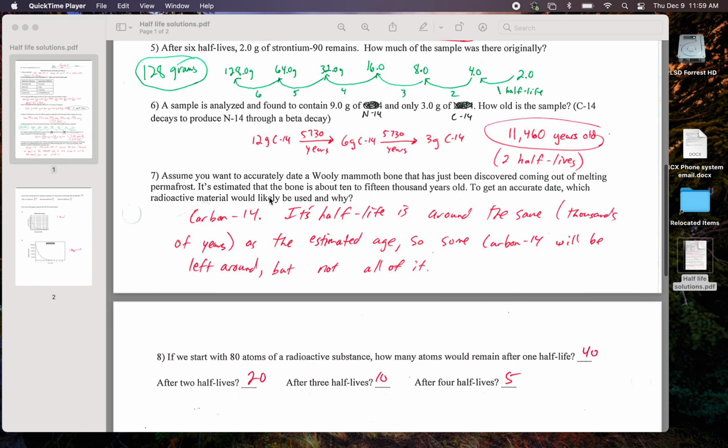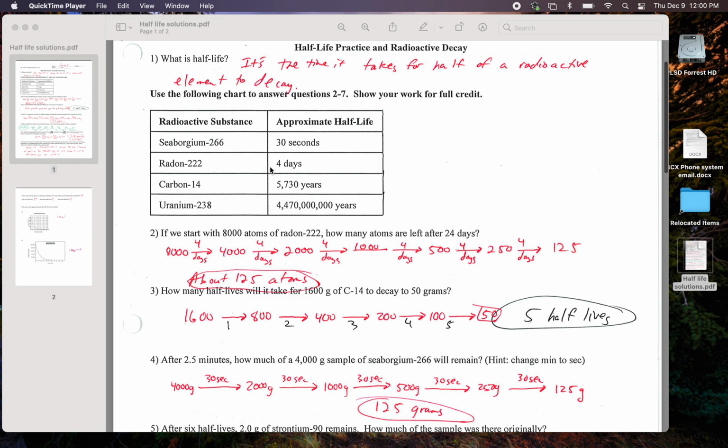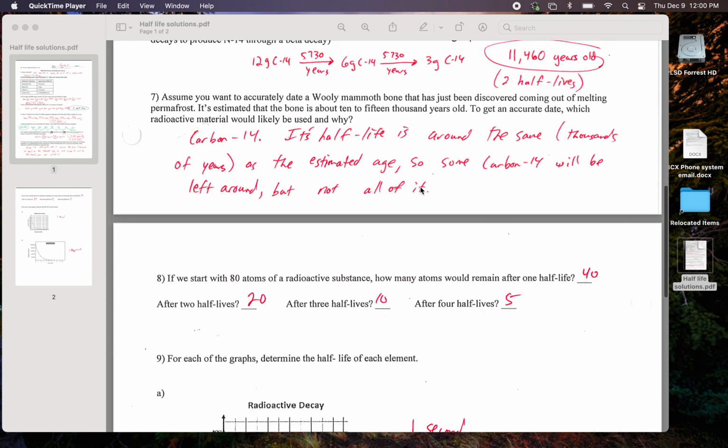This one is a good thinking question. Basically, if you want to use radioactivity to date something, you should have a half-life in the same general area of what you're trying to date. So if I know that this woolly mammoth is 10 to 15,000 years old, I wouldn't use seaborgium or radon because their half-lives are so short that there would be nothing left at that point. Uranium has such a long half-life, very little to almost nothing would have decayed at that point. So that wouldn't give me good data either. So with carbon-14, I would have had a couple half-lives pass, and so that's a reasonable amount to count.